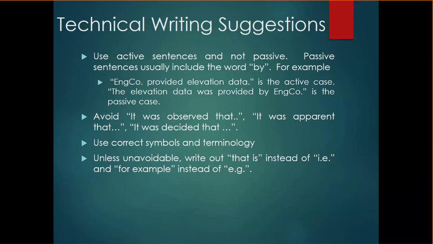Avoid using the words it was observed that, it was apparent that, it was decided that. Try to avoid using that type of terminology in your report. Use correct symbols and terminology. So don't use slang words. So if there's a technical term that should be used, use that technical term. And if there's symbols that need to be used in the report, use the correct symbols. Unless unavoidable, write out that is instead of IE, and write out for example instead of EG. So these are just some basic technical report writing suggestions.